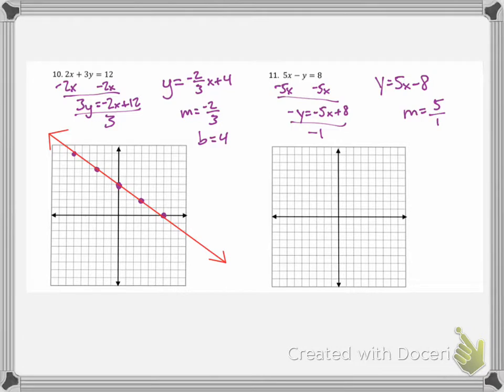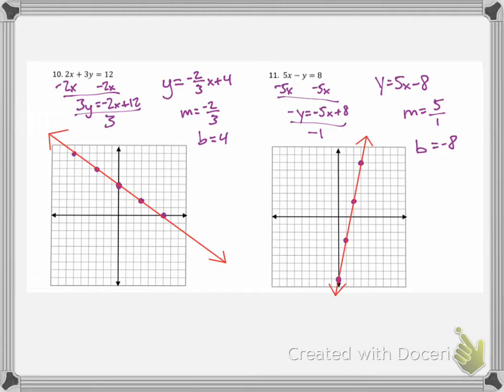Slope of 5 over 1. Intercept of negative 8. So I start down here at the bottom of my graph. I go up 5 over 1, and I can repeat that here a handful of times and get my line.